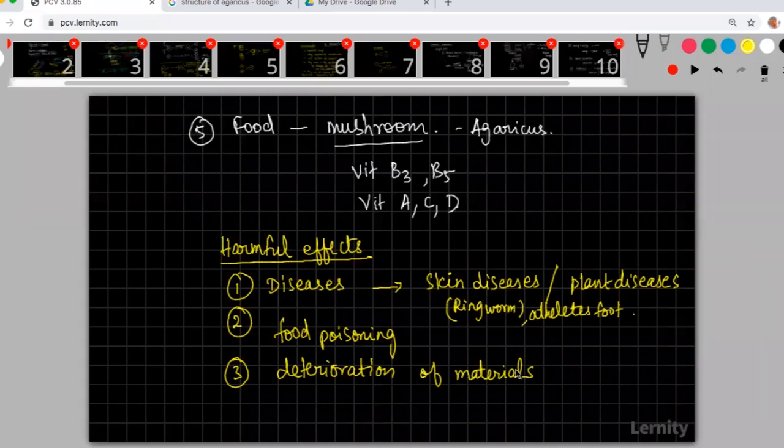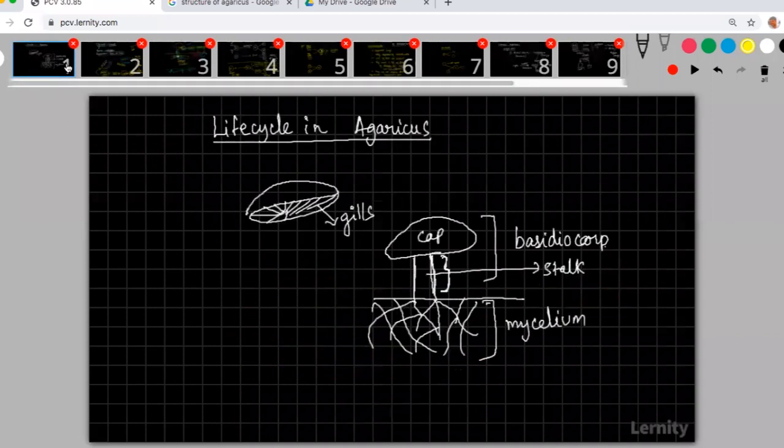Okay, so with this, fungus is over. In tomorrow's class, we'll continue with viruses. After completing viruses, I think the chapter should be over. So tomorrow, this chapter should be over. Okay, so now let us go through the slides once again. You just copy down. In case you want to take a snapshot, please take it.